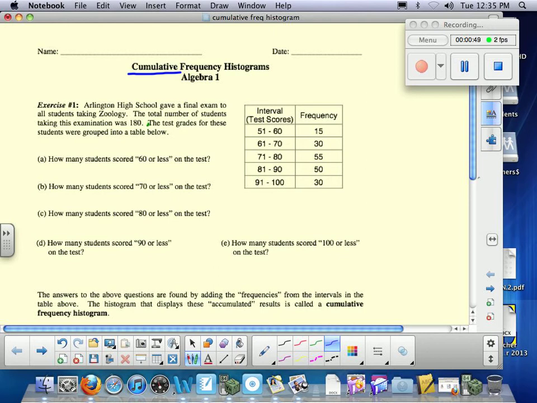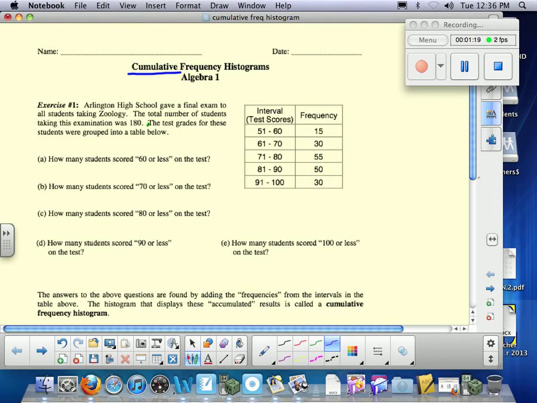When you take your first quarter progressive exam, second quarter progressive exam, third quarter progressive exam, those could also be called cumulative exams because it's all the information from the start of the year that you have accumulated, and we are testing that: how you have progressed through the school year. So a cumulative exam or a cumulative frequency histogram is all the things that have been gathered together.